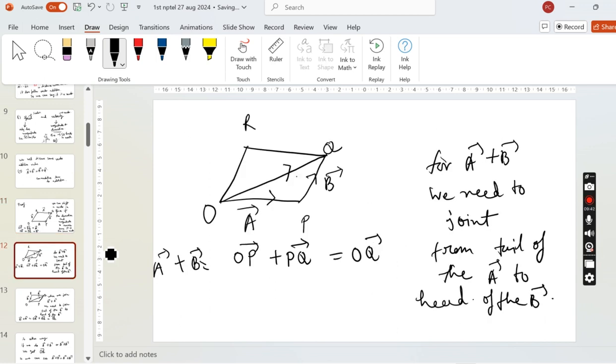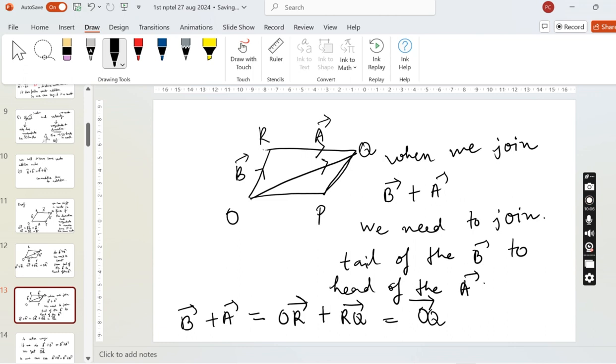Now we first want to compute A plus B. So we need to connect the tail of B to the head of A. So here the tail of A, then the head of B. So we join OQ, that is A plus B. So OP plus PQ is OQ, which is A plus B.